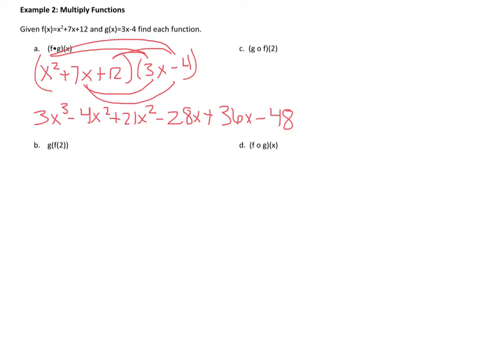So in this case, 3x cubed is the only cubed piece. And I'm going to mark them off as I go so that I know I don't need to use them again. Then I'm going to have negative 4x squared and 21x squared that I'm going to need to combine together.